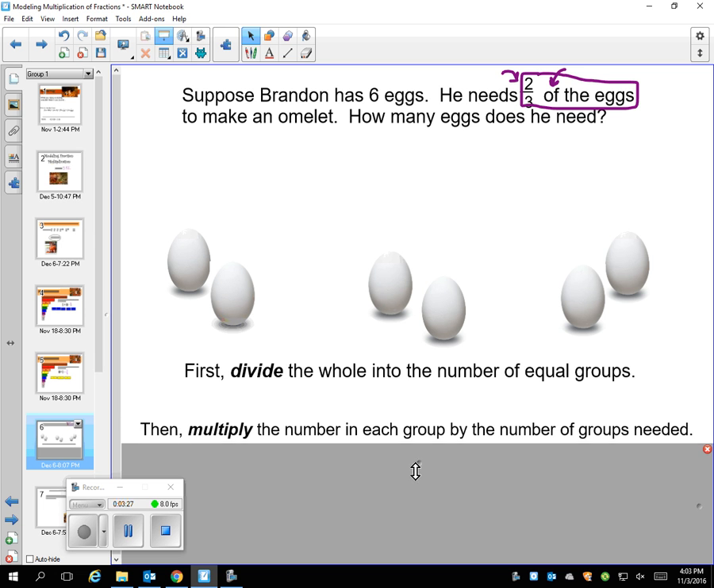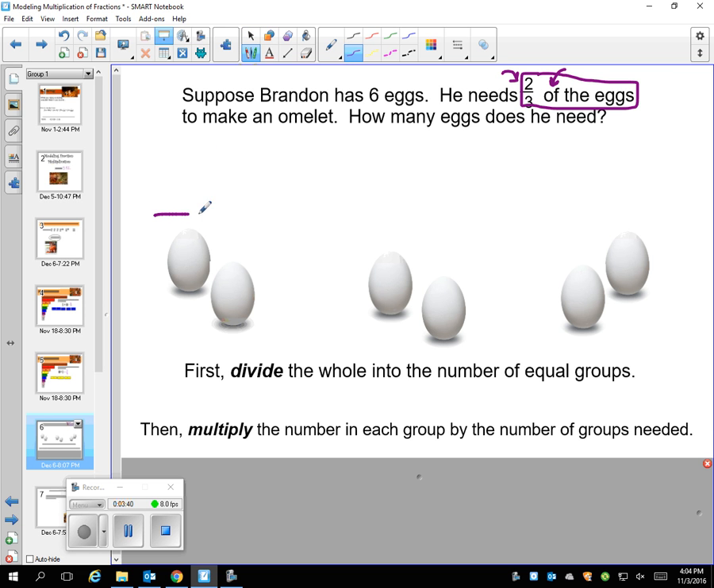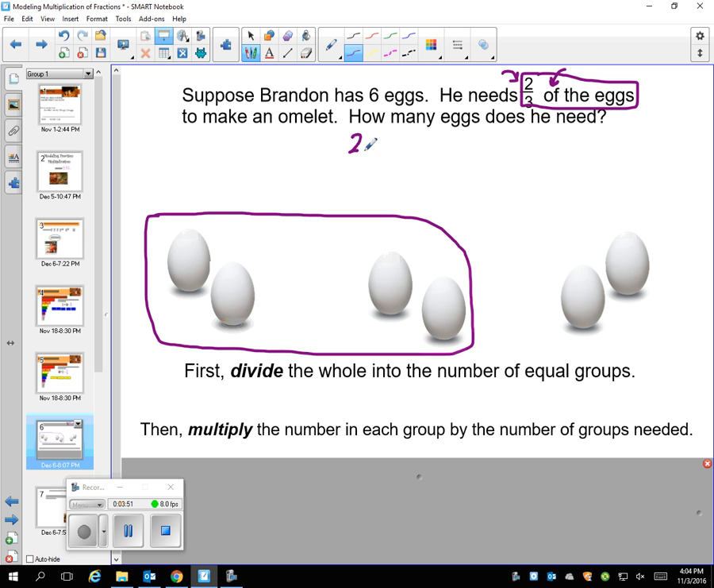The next thing that we're going to do is multiply the number in each group, which is 2, by the number of groups needed. Well, we go back up here to our fraction, and we need 2 of those groups. So 2 eggs in 2 groups. 2 times 2 is 4. So we need 4 eggs. So 2/3 of 6 equals 4. The word of here means multiply, and we'll see that as we go on.